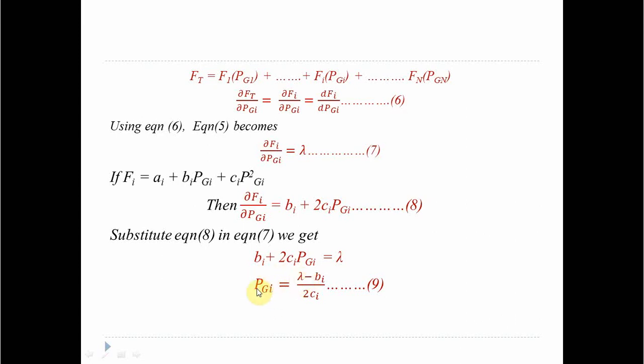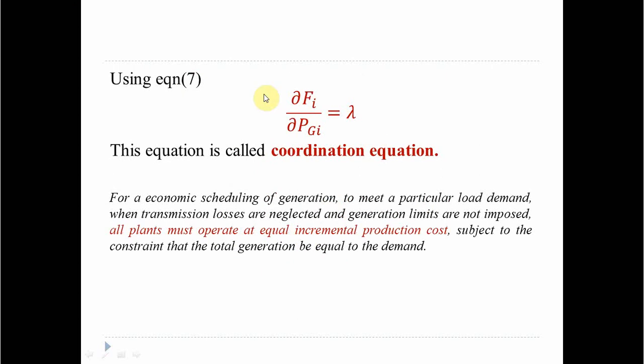So using lambda I can calculate PG1, PG2, PG3, PG4, and so on till PGn, because Bi and 2Ci will be known to us. This is given from the cost function, so we know these constant values. So using the lambda value we can calculate the power output of each generator. Now the next question is, how do we know the value of lambda? That we can see in the next slide.